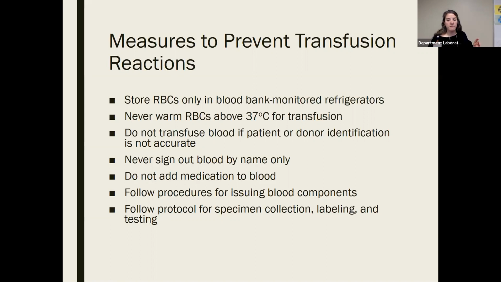And don't transfuse if there's any question about the patient identification or your donor unit. We must investigate and resolve any discrepancies as well. Never sign out blood by the name only, never sign out blood by the room location. Don't do that at all. And make sure your nursing staff is aware the only thing that you can run with blood is normal saline, 0.85% normal saline or 0.9% normal saline. You'll have nurses call and ask you that, I promise.